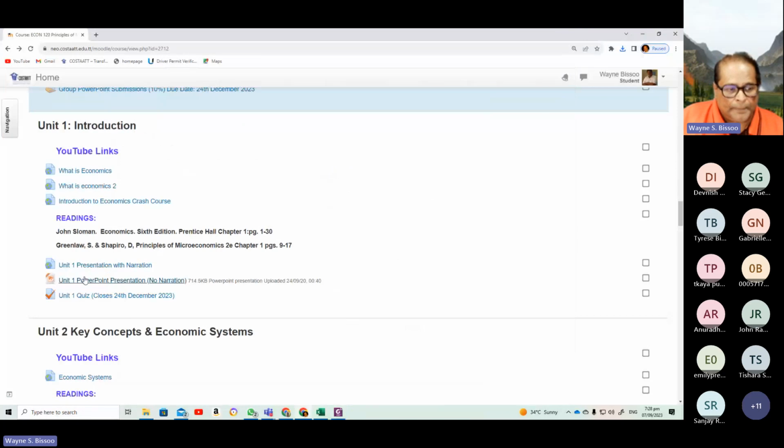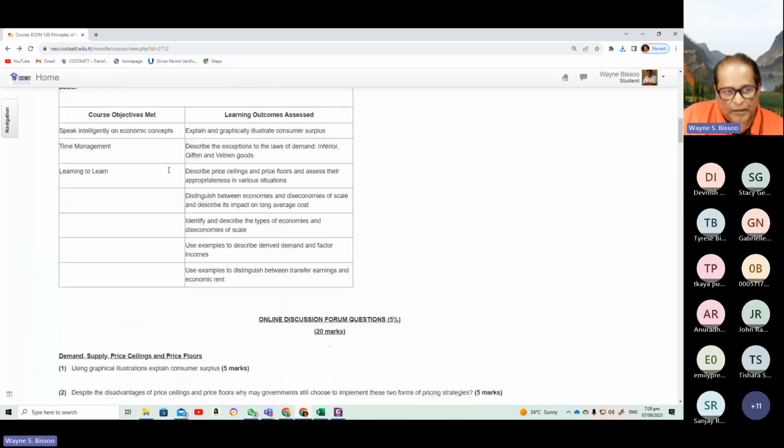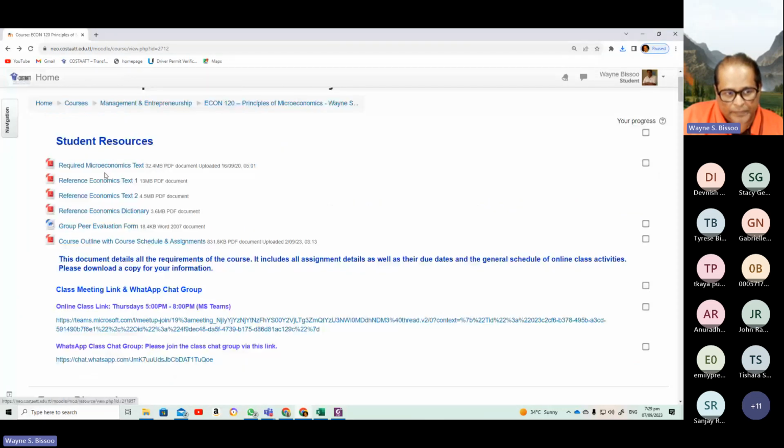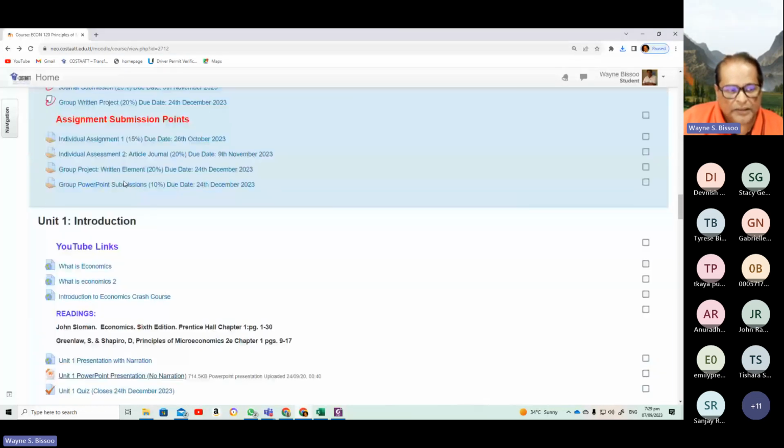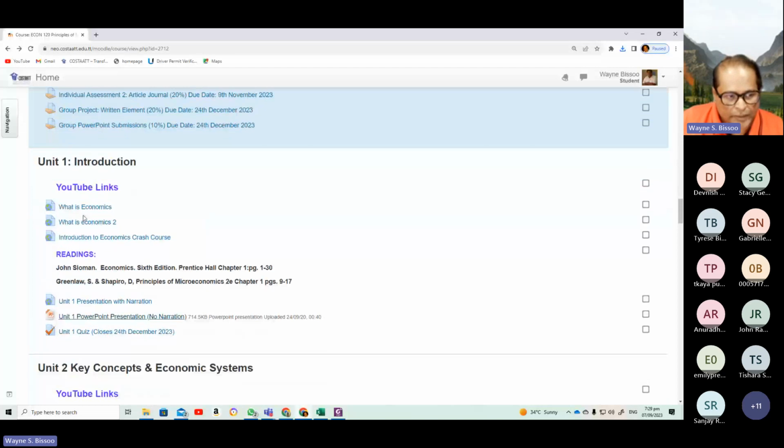So these are the readings for the John Sloman textbook and the Greenlaw text, with the exact page numbers, which are again available from the textbooks up here. So download your information from there. Now, this is how all of the units are built. There are YouTube links or videos to look at, there's the reading, there's the PowerPoint presentation that I did, and then the quiz here.